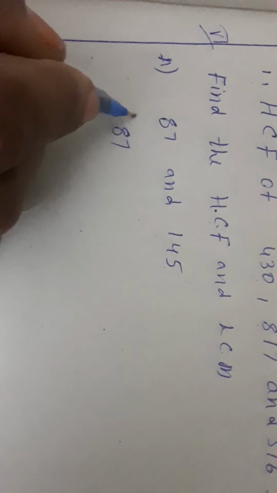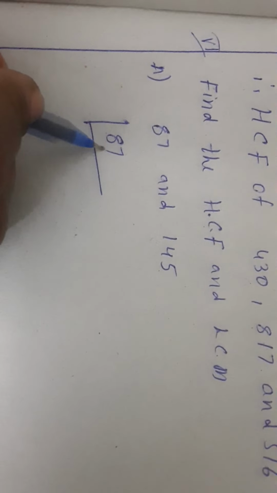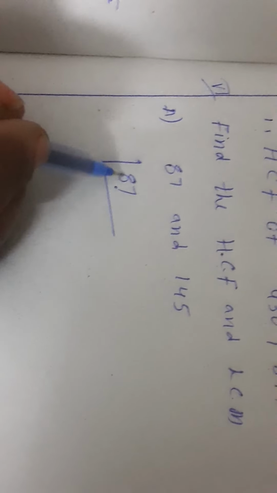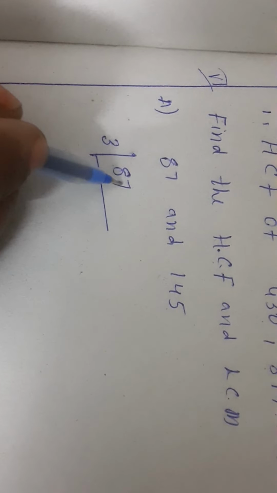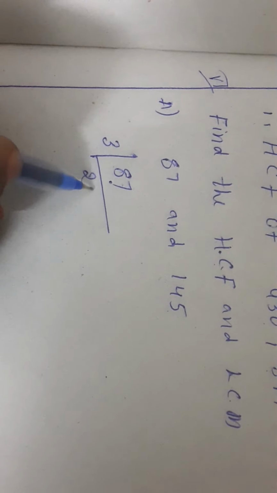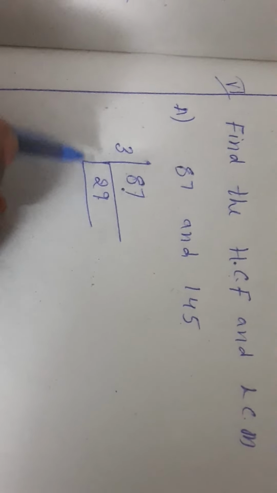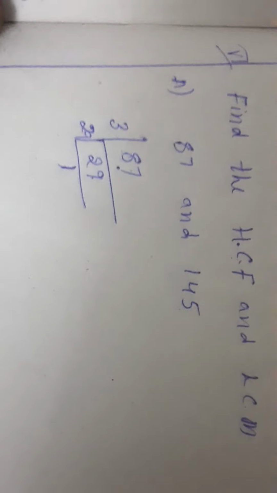87, we can divide it as: in ones place we have 7, it is not divisible by 2, it is divisible by 3. 3 2s are 6, 2 7, 27, 9s. 9 3s are 27. So 29 is a prime number, 1 into 29.